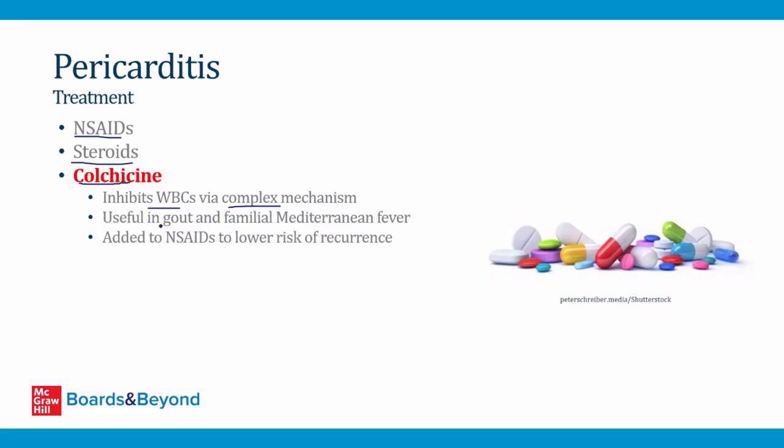First one is in gout, which I talk about in videos in the musculoskeletal section. It also works in a rare condition called familial Mediterranean fever. And then finally, it's often used in pericarditis. It's added to NSAIDs, and the two are used as dual therapy. There have been studies that have shown when you treat patients with pericarditis with NSAIDs and colchicine combined, there's a lower risk of recurrence of pericarditis.